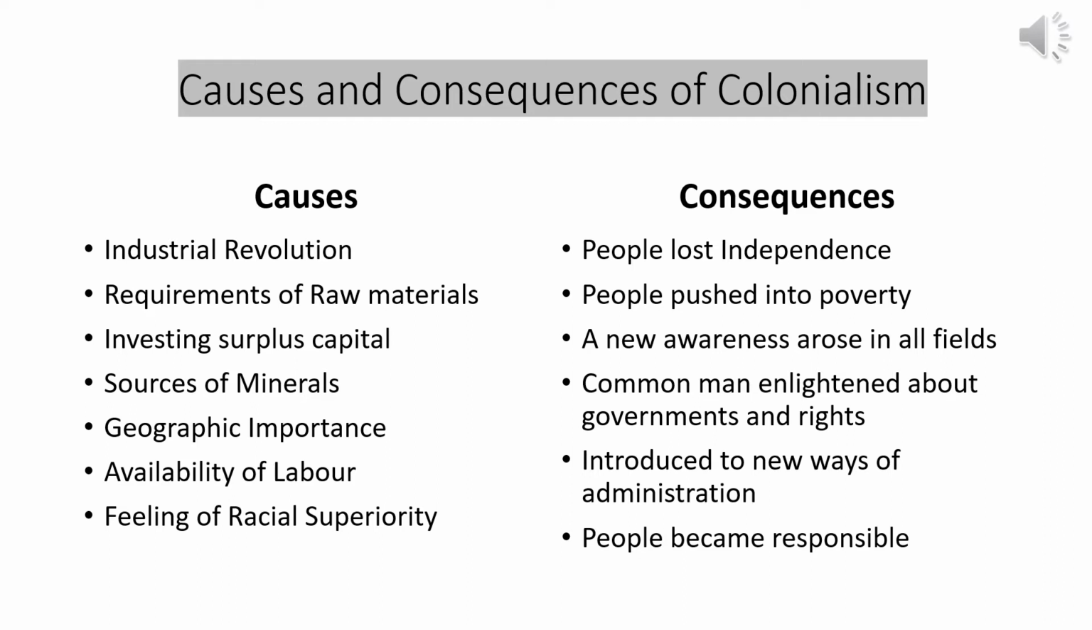A new awareness emerged in the political, social, economic, and educational fields. Common people became conscious of democratic systems and their inherent modern values like liberty, equality, and fraternity. They got introduced to principles like administration based on a fundamental legal system, judicial system, and availability of education to all. People became aware of the need to shoulder the responsibility of solving their problems, which eventually led to the independence movements in many colonies.